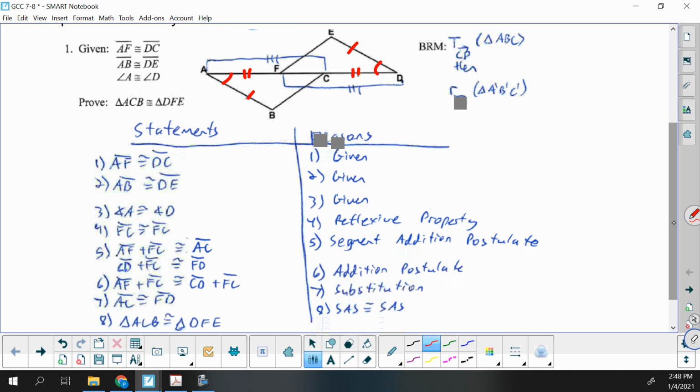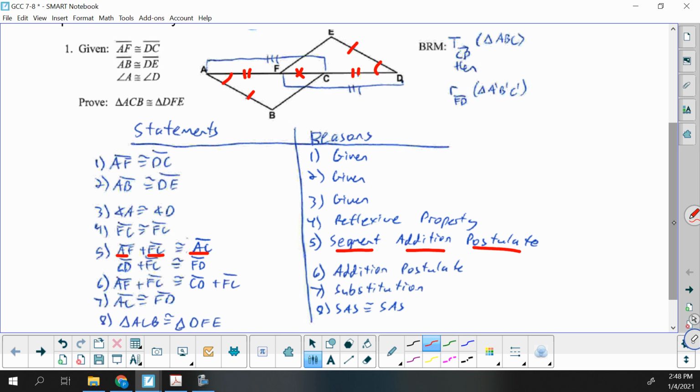property. So now we've got that congruent to itself, and we're going to do some segment addition. So the segment addition postulate, 3 words, each of them has 3 parts. That's how I like to remember it. So add the AF and the FC congruent to AC. Add the CD and the FC congruent to FD.